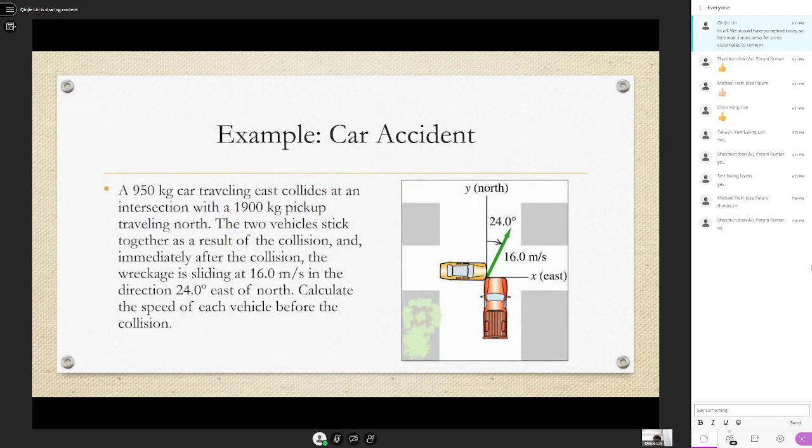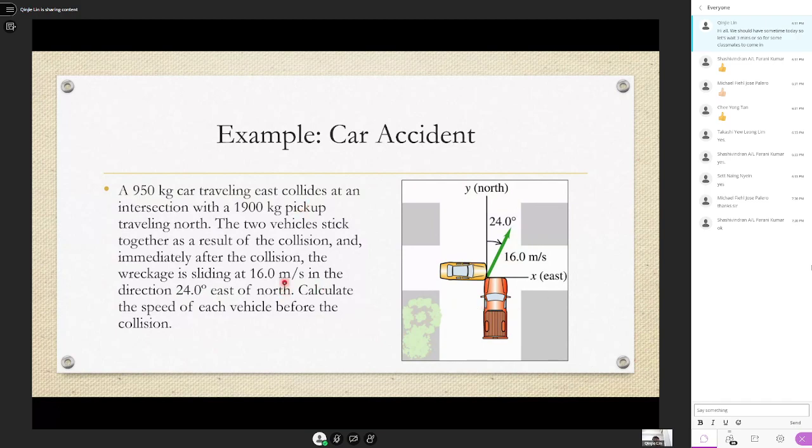Now we come to an example which I believe is towards the end of the notes reading. After this we'll take some. This example is a very typical example for 2D collision: a 950 kg car traveling east collides at an intersection with a 1900 kg pickup traveling north. The two vehicles stick together as a result of the collision, and immediately after the collision, the wreckage is sliding at 60 meters per second in a direction 24 degrees east of north.